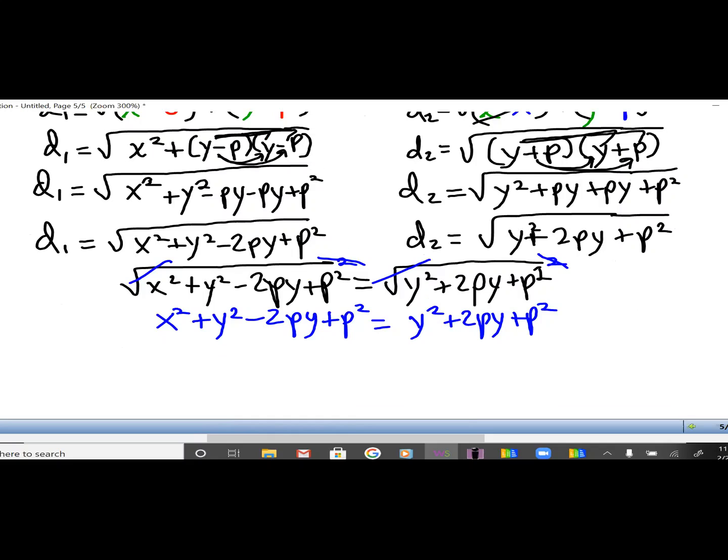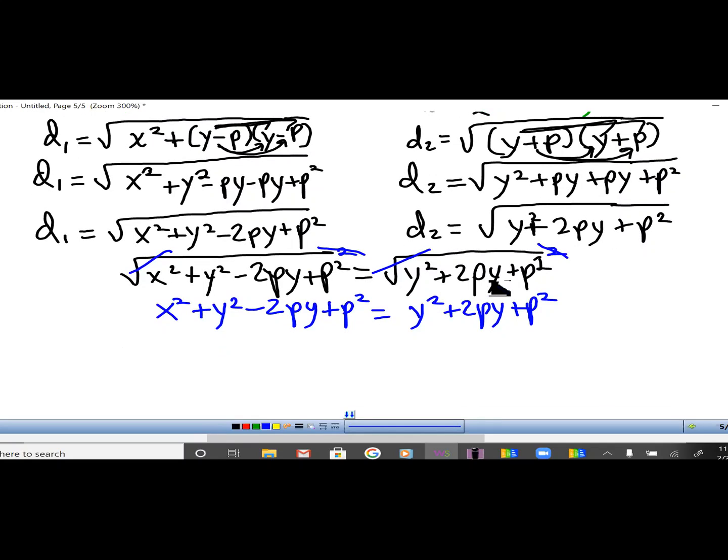Let's continue. In order to send everything that's the same to each side, I would start, let's say, by sending p squared to the other side. So I would subtract p squared, or anything that looks the same, we're going to eliminate. If I subtract p squared from this side, I need to subtract it from over here. What else can we eliminate? Y squared and y squared. Yes, so if we subtract y squared from each side, there it is. What does that leave us with? On this side, it leaves us with x squared minus 2py equals 2py.